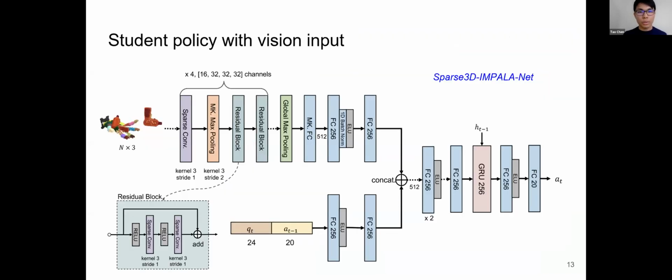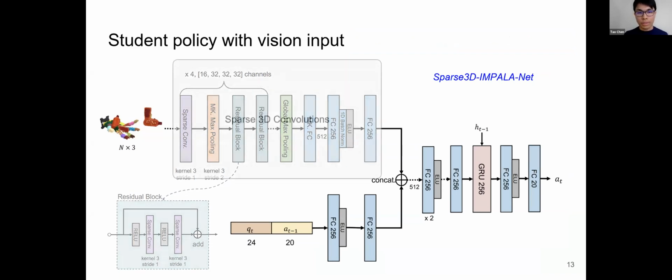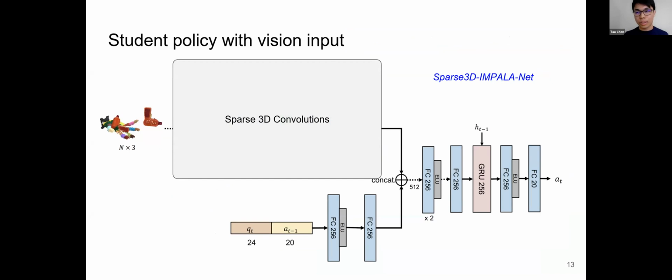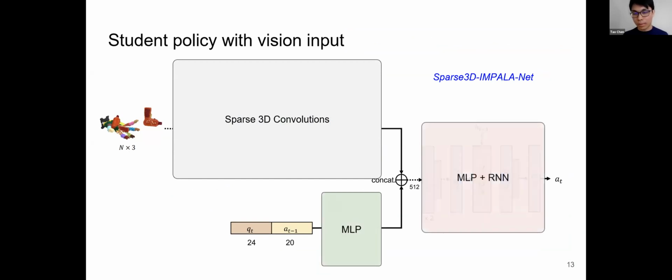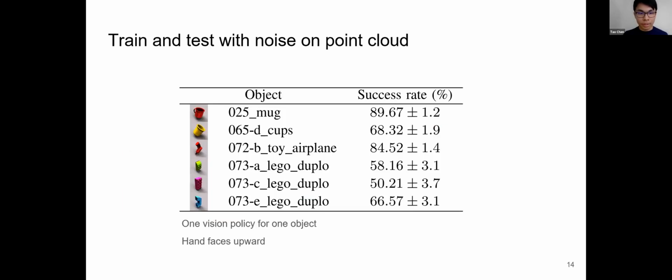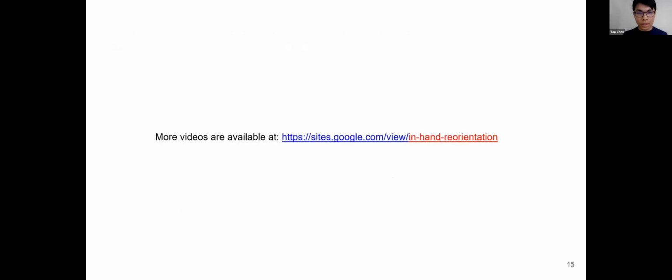Lastly, we also trained student policies that use raw vision input. To process the point cloud, we designed a sparse 3D convolutional network. And our network also has a recurrent network to better accumulate the information over time. Due to the large compute demand of rendering images and policy training, we train one vision policy for each object. And this table shows that our vision policy can also achieve very high success rates with the hand facing upward. For more videos, please check out our website.